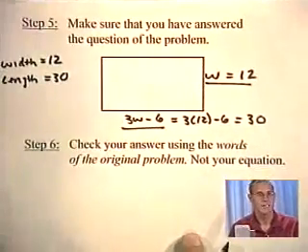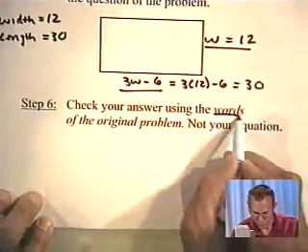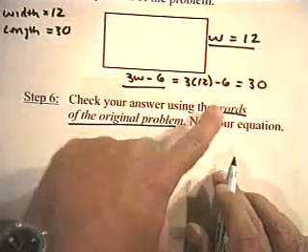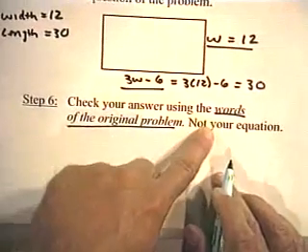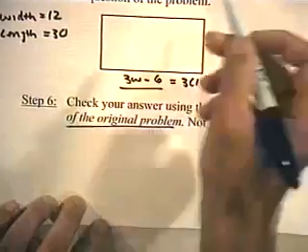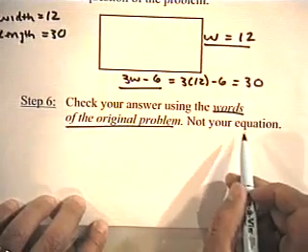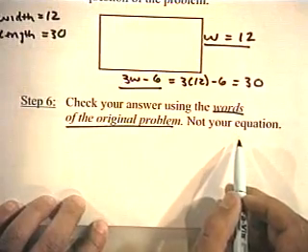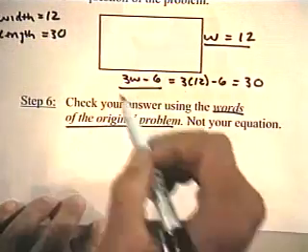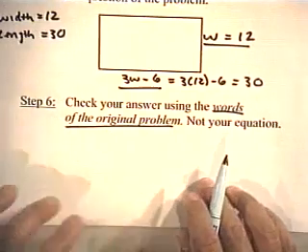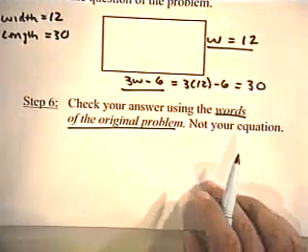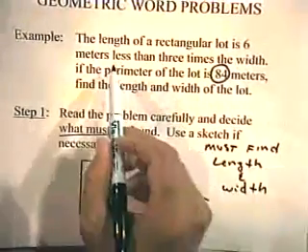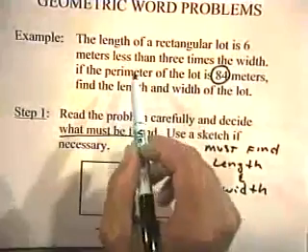Now step 6 is to check our answer using the words of the original problem, not your equation. Well, why is this so special to use the words of the problem, not your equation? Well, if you found an equation that did not make sense to the problem, sure, your answers will satisfy your equation, but if your equation was wrong from the get-go, it's not going to make sense with the original problem. So let's look at what the original problem actually said. The original problem said that our length is 6 less than 3 times the width.